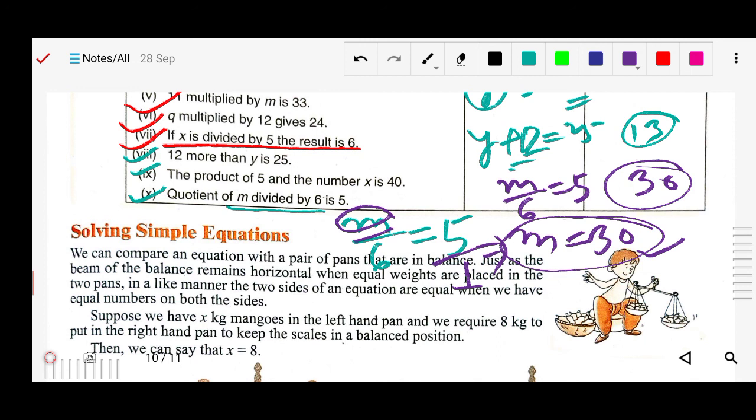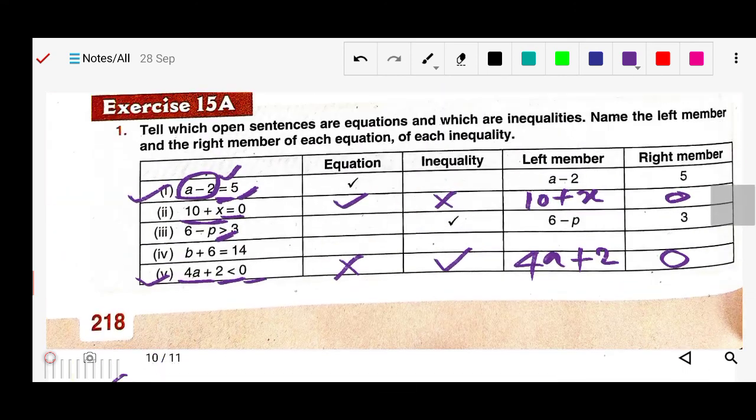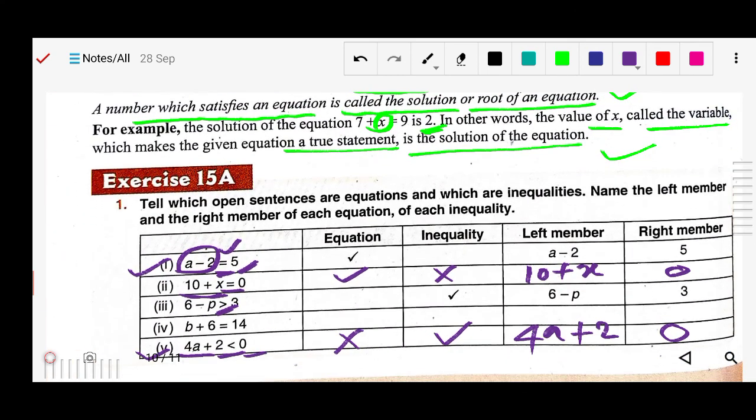Okay, so similarly you have to do question number 3, your homework, exercise 15a, and you can solve.